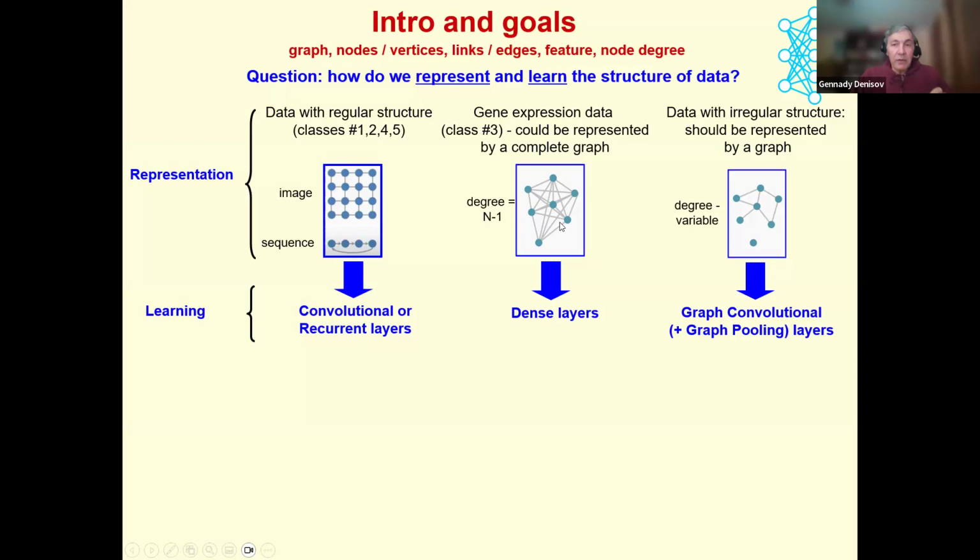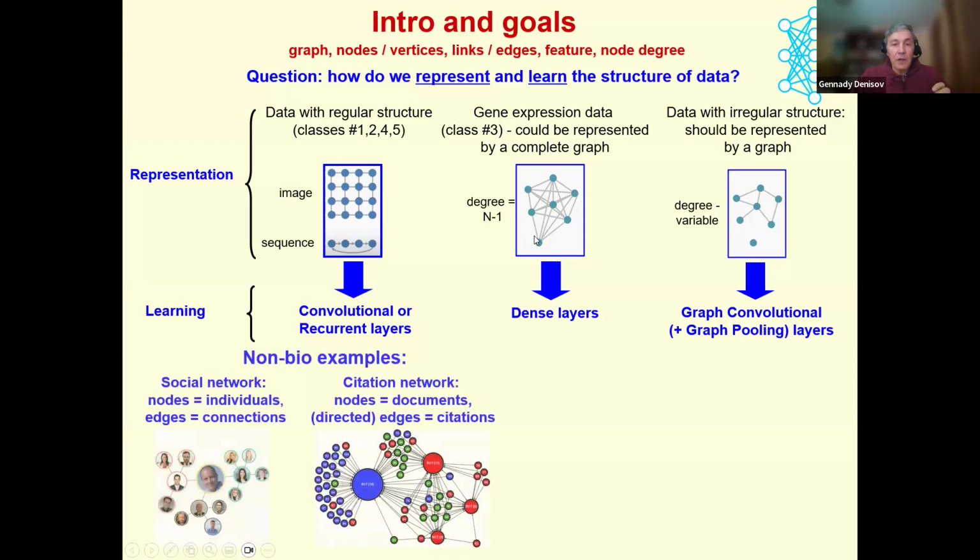There are a number of practical applications where the use of graphs would be natural and beneficial. One popular example is a social network, where the nodes are individuals, people, and edges represent connections between people. So these people communicate, they know each other. Another example is a citation network, where the nodes are documents, for example, scientific articles, and the directed edge emanating from a given node to other nodes means that this given document cites other documents.